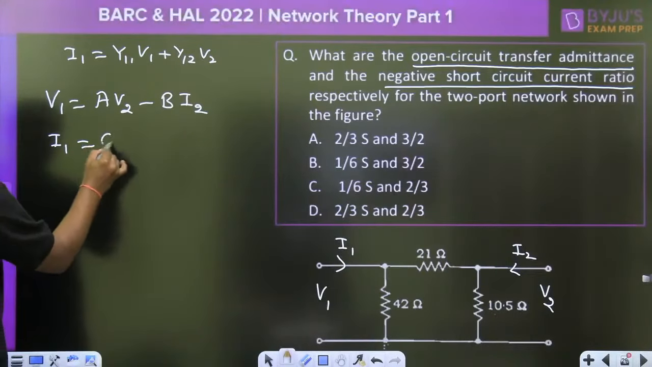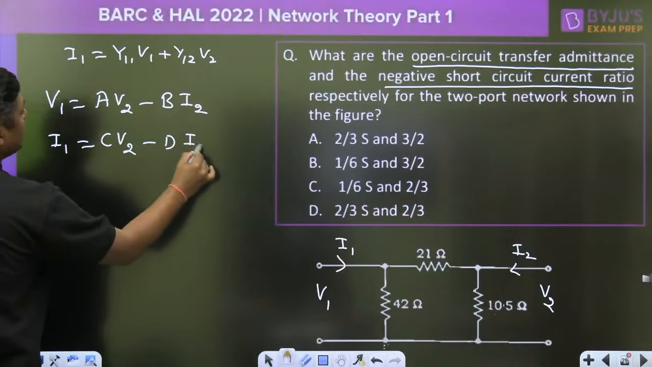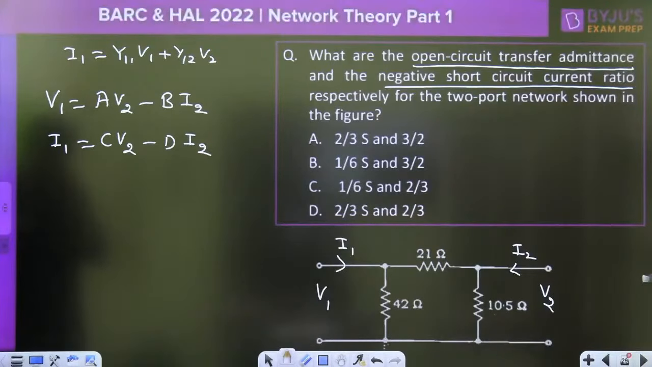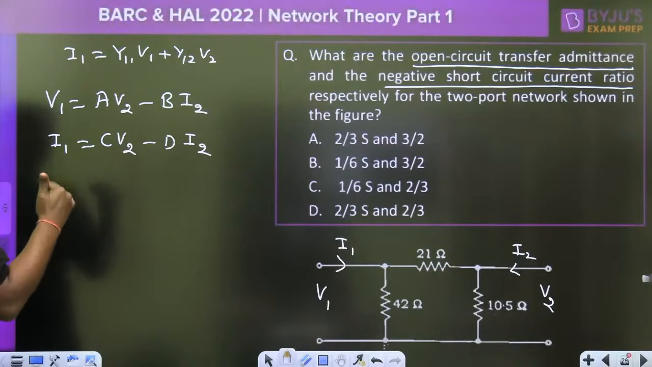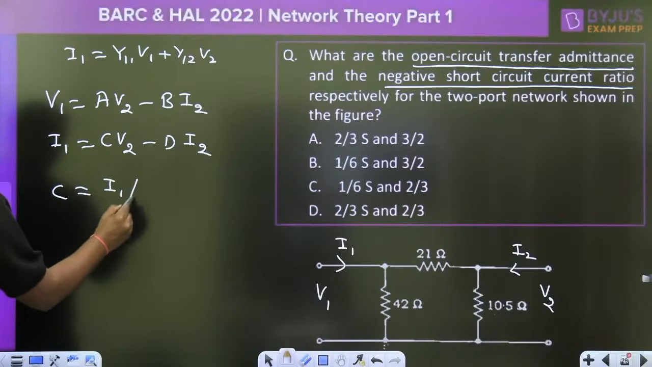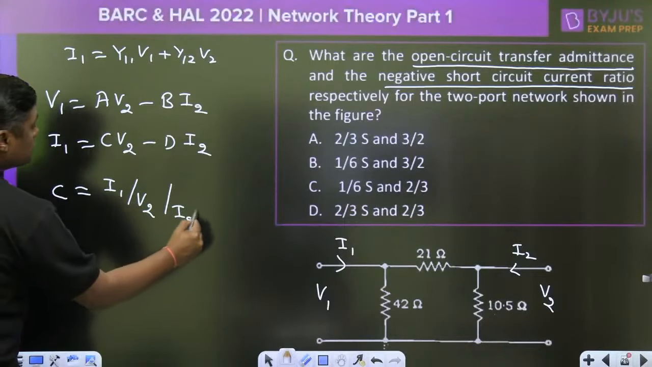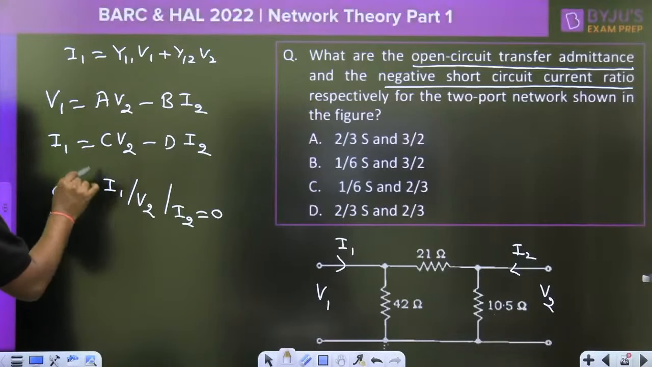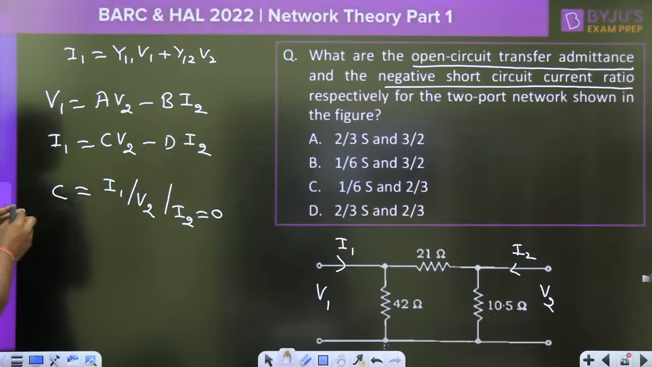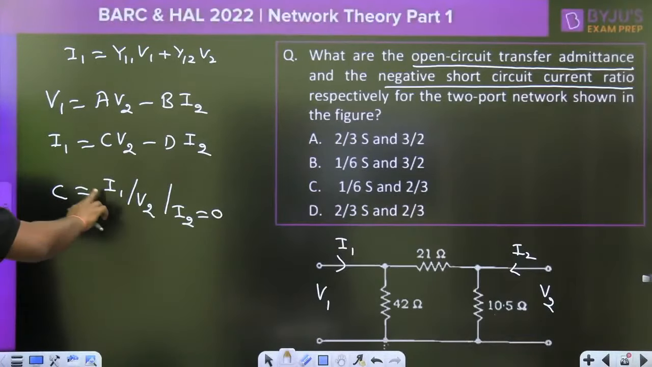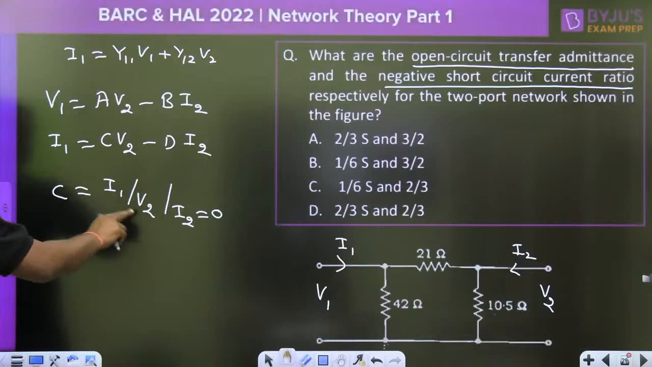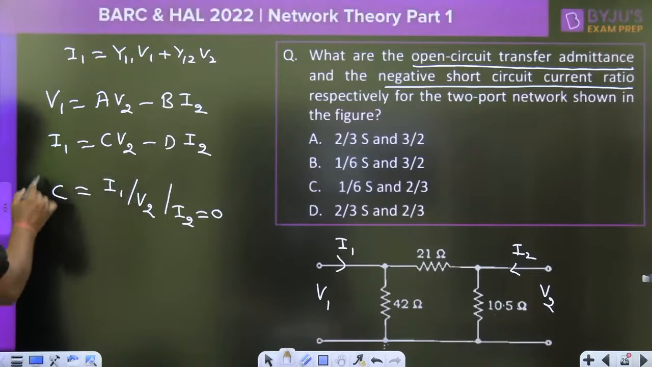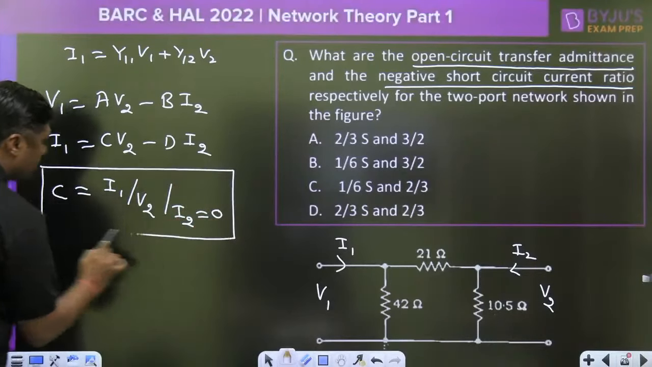And I1 is equal to CV2 minus DI2. Right, CV2 minus DI2. So, admittance means what? Current divided by voltage. So, current divided by voltage, this is the C. I1 by V2 with I2 equal to 0. When I am making the current 0, it means the output is open circuit. I1 is the input current, V2 is the output voltage, and that's why it is called transfer admittance, because that is not the relation on the same port. I1 by V2, that is called transfer admittance. This is the word transfer admittance, right?